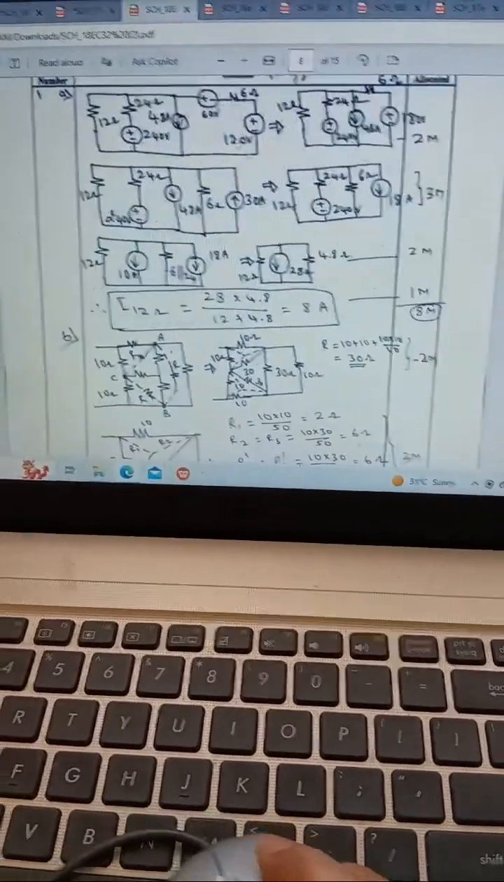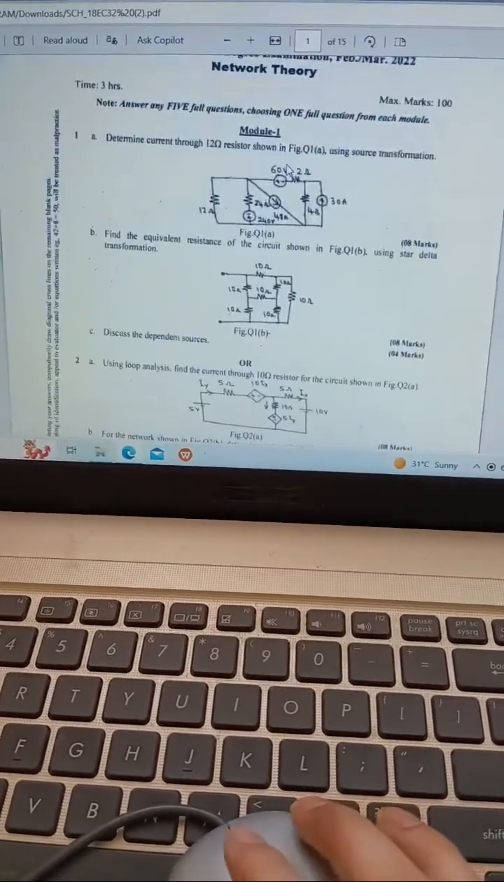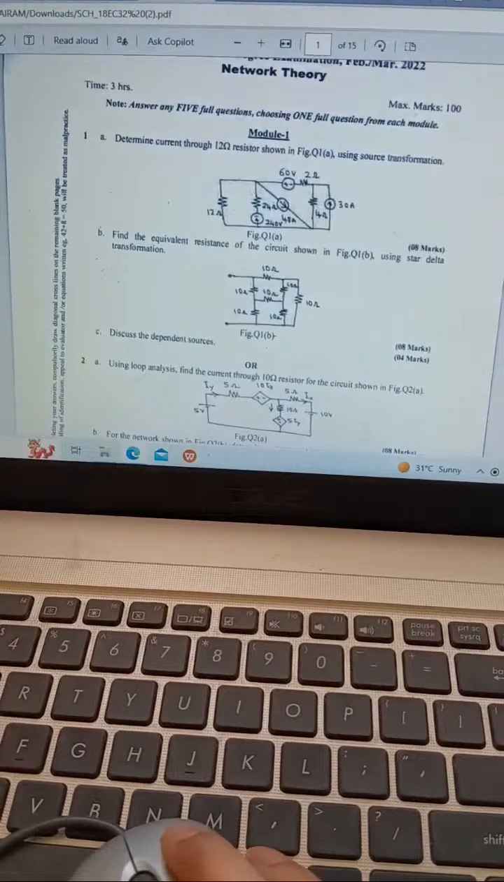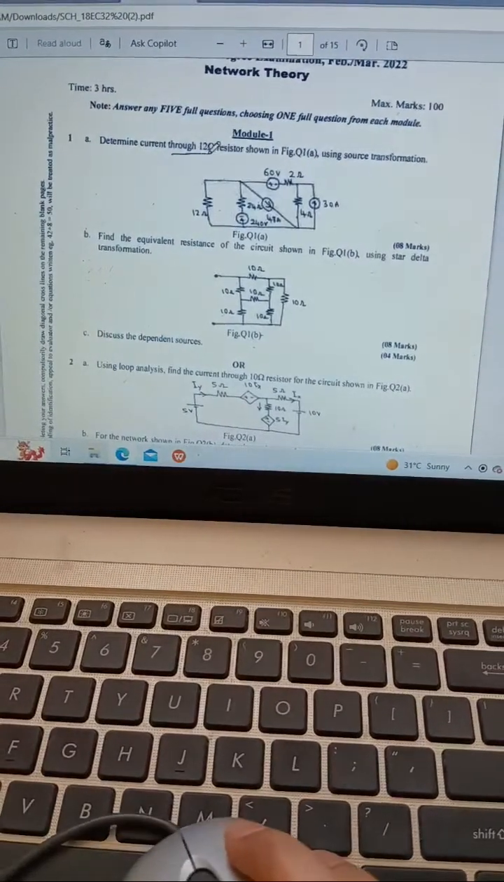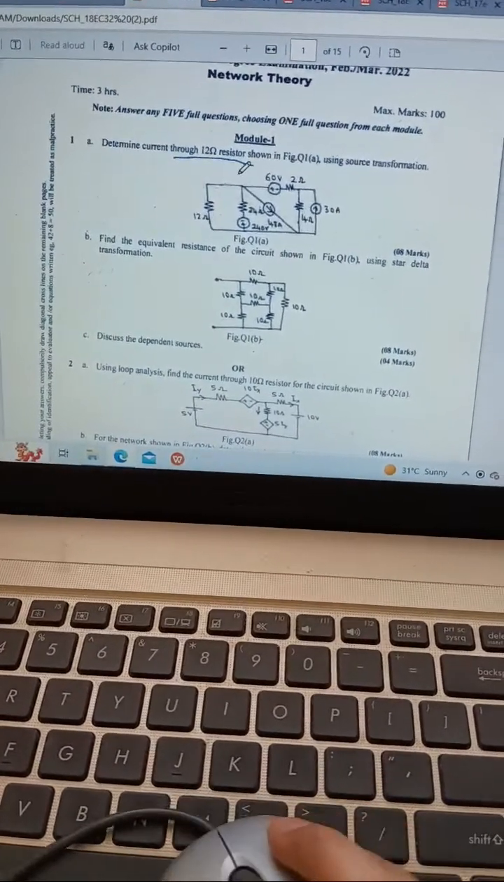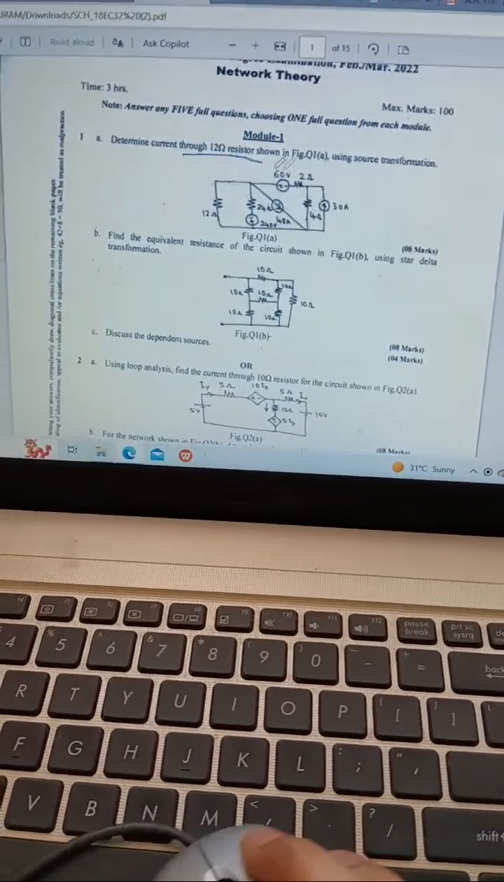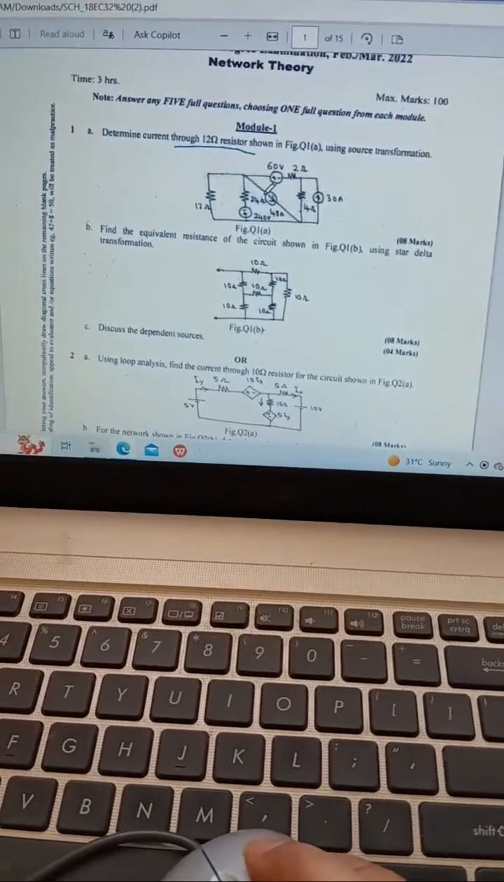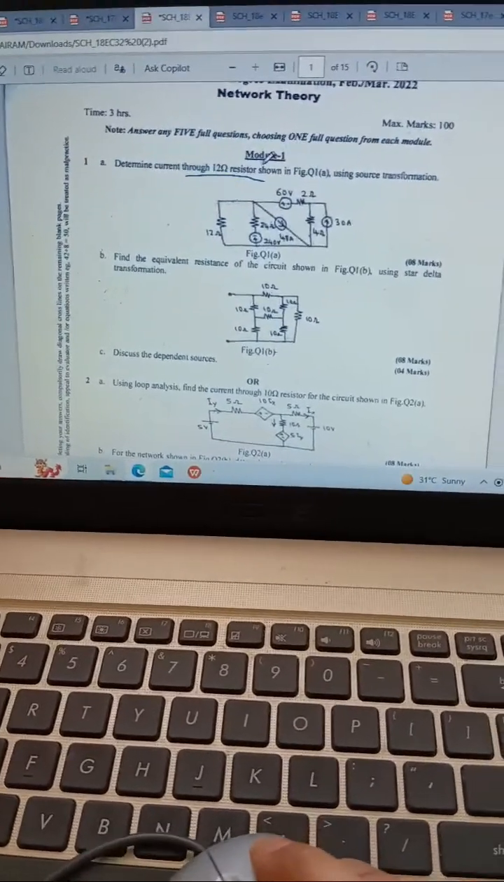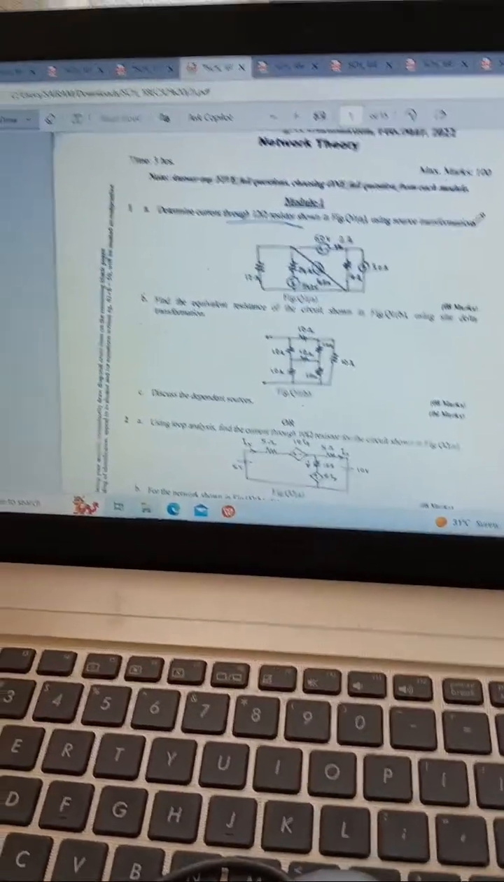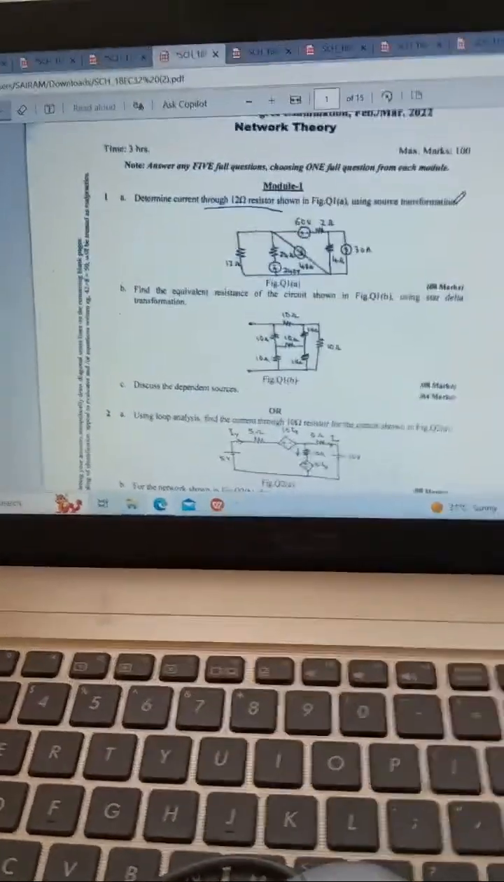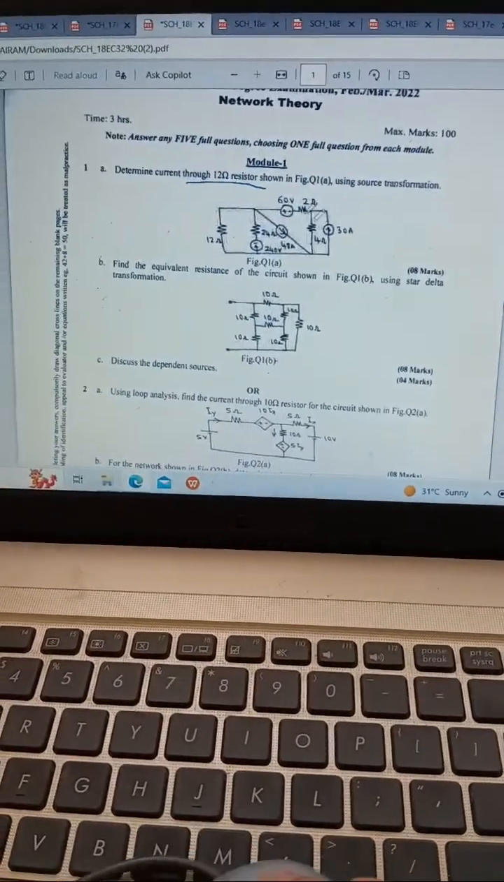Now I'll just go back. The next question is: determine the current through the 12 ohm resistor shown in the figure, question number A, using source transformation. This question is also done. I'll put the link for this question. So these are the types of questions they've asked you, and all the questions are discussed in my normal classes. If you want to watch that, you can watch it.